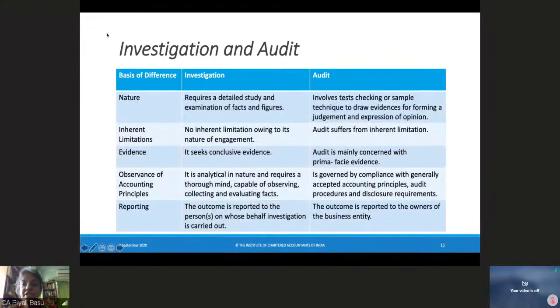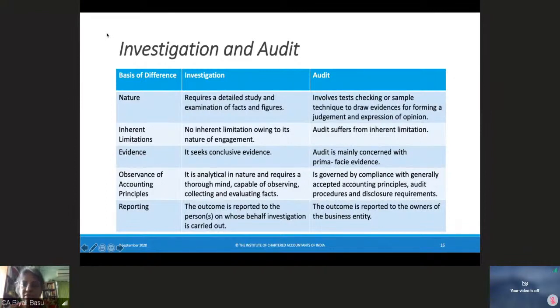The nature is completely different between the two. Investigation requires a detailed study and examination of the facts and figures. And audit uses test checking or sample techniques to draw evidence to form an opinion. Inherent limitations: audit has inherent limitations, like audit risk. We always carry some residual risk, and we live with that. But there is no such inherent limitation as such in the case of investigation, because you have a clear guideline, or a clear scope of task that we have to do. So such inherent limitations are not there.